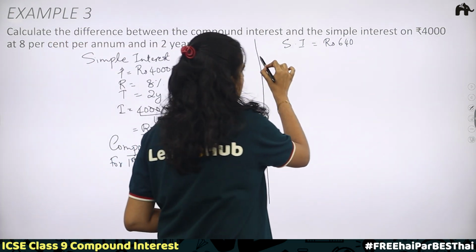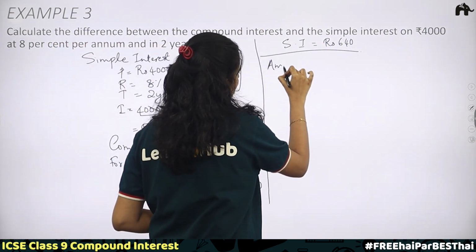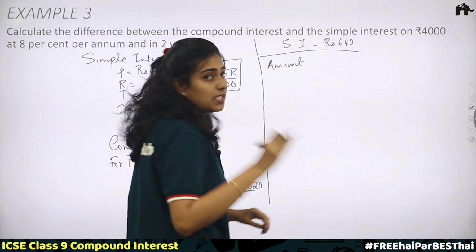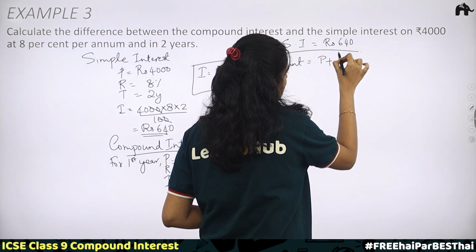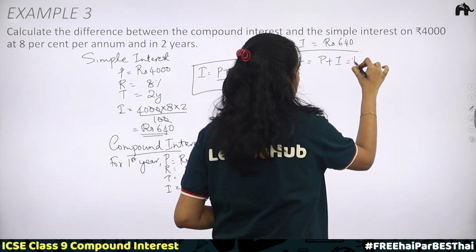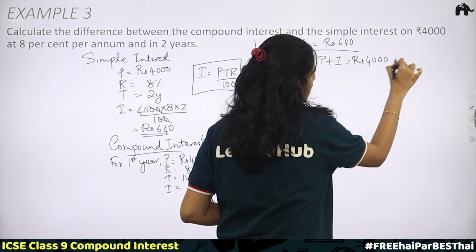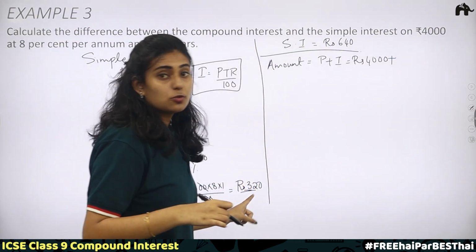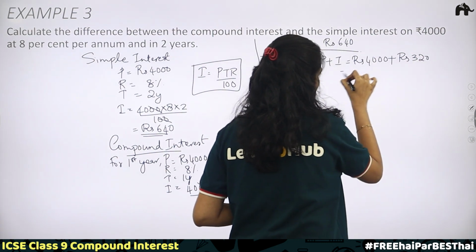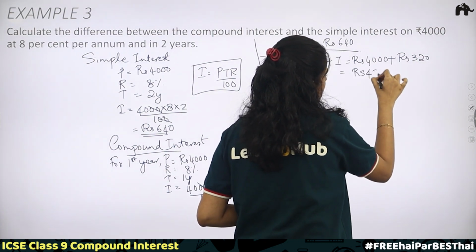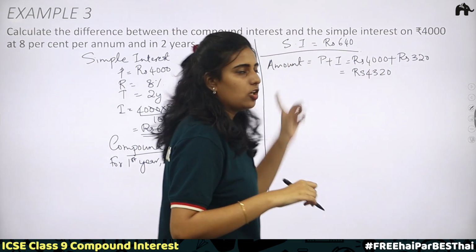Now we have to find amount. If you find the amount, you will be getting the principal for the second year. Amount is equal to principal plus interest, that is rupees 4000 plus interest we have calculated, which is rupees 320. On adding, you will be getting rupees 4320. Okay, we got the amount.